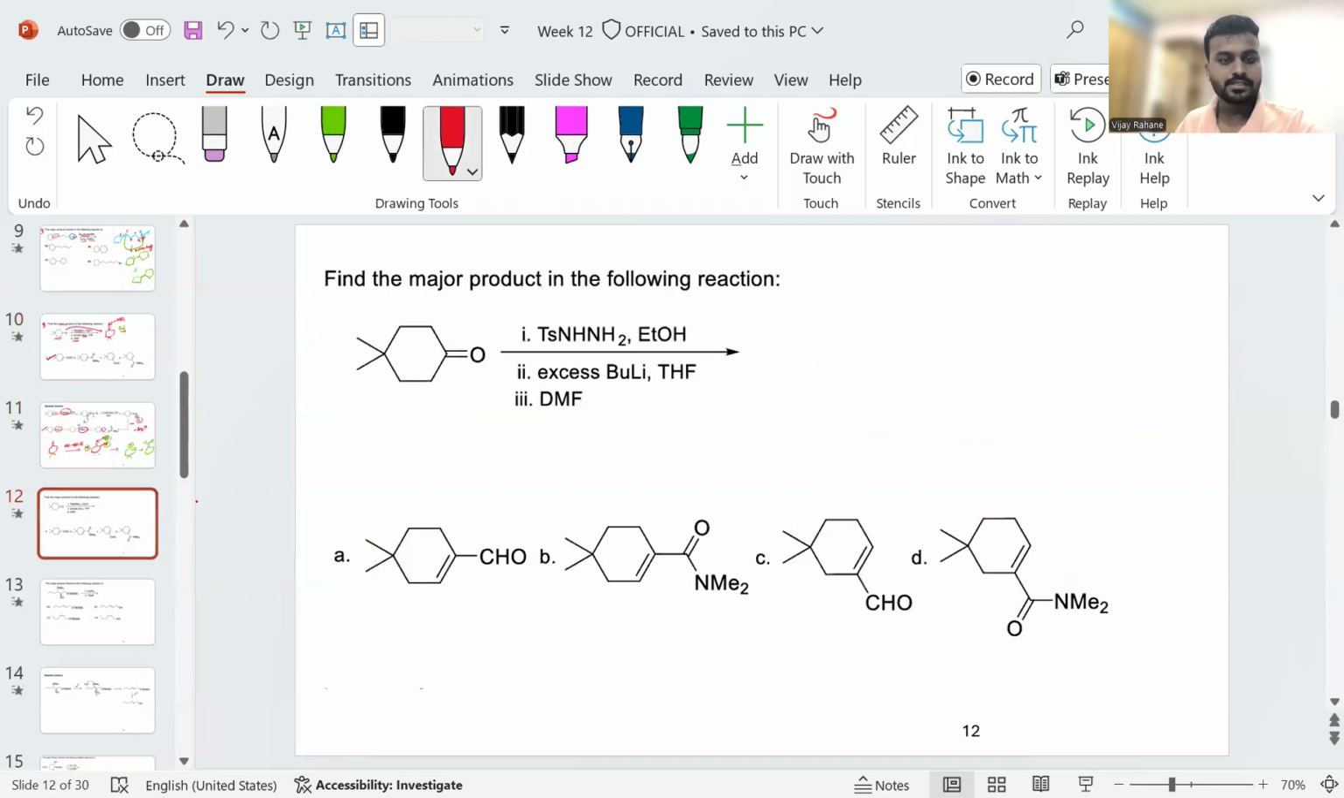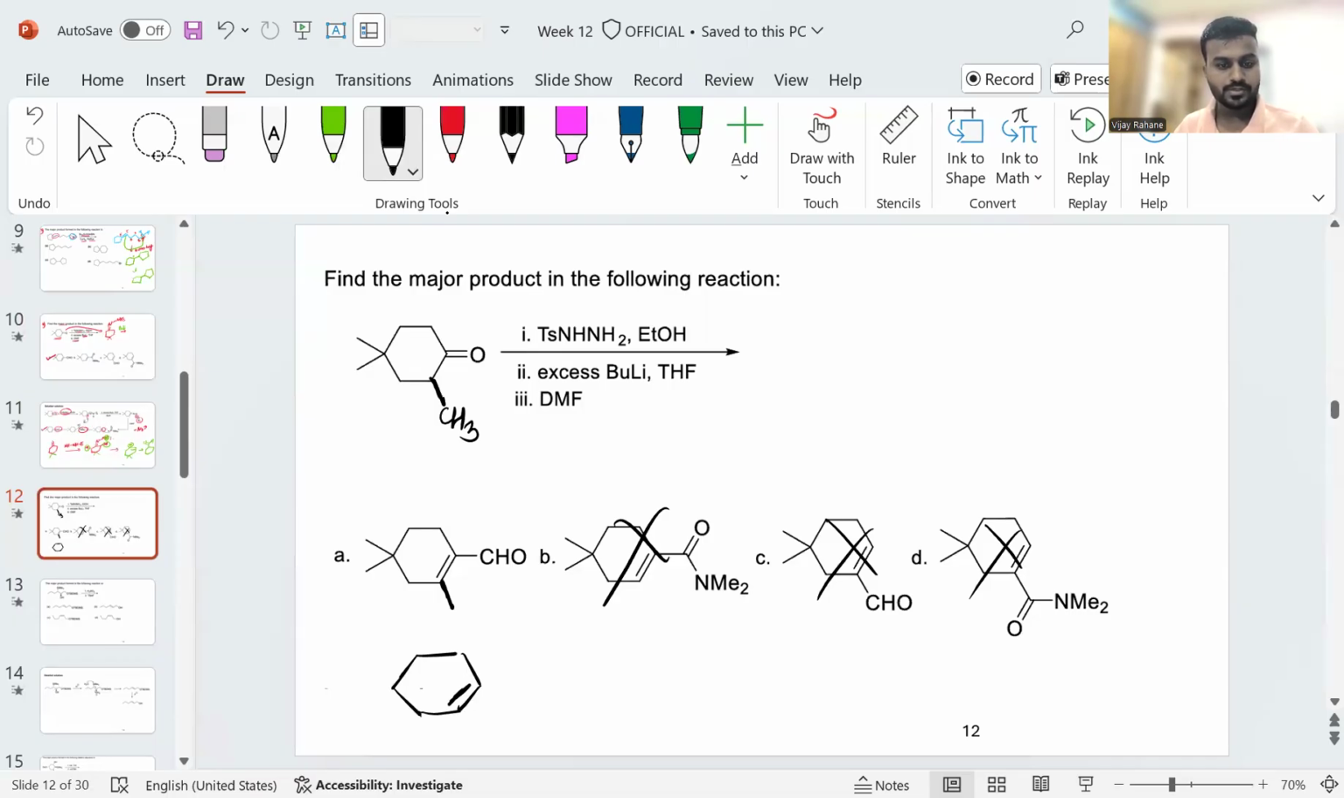But in case, let's say, there is a methyl substituent at this position, then what will be the product? Obviously, we know now these are not the correct products, so we'll just discard all this. So whether this is the product with methyl at this position, or what will be another option? Double bond at this position, then CHO and this butyl as it is. So this is the product.